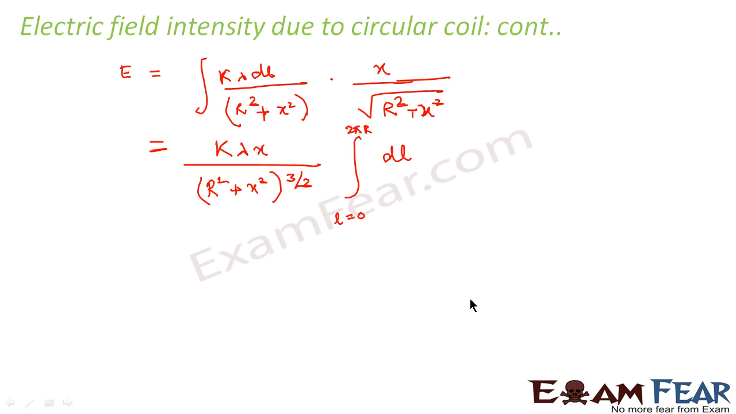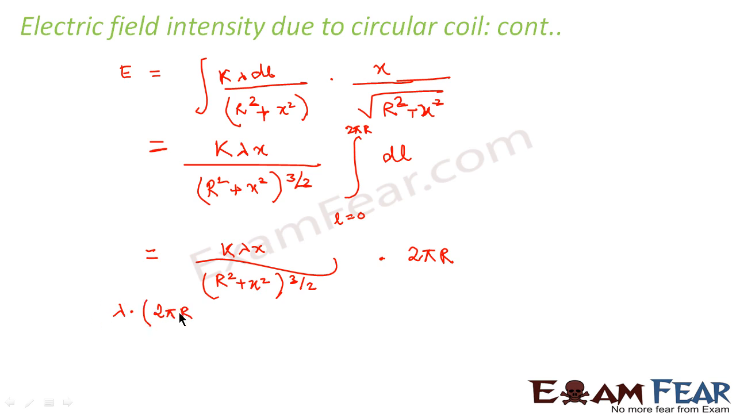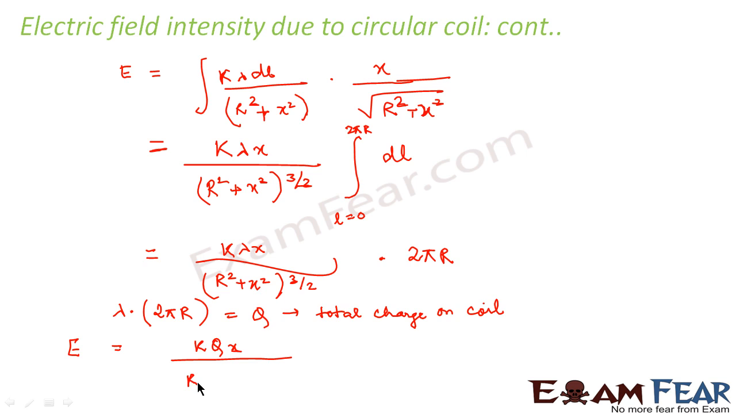What is 2 pi r? 2 pi r is the circumference of the ring. So this will be k lambda x divided by r square plus x square to the power 3 by 2 into 2 pi r. Right? So we can say that lambda into 2 pi r. What is lambda? Linear charge density into the entire circumference is equal to q. What is q? Q is the total charge on the coil. So if q is the total charge on the coil, then we can write the electric field as kqx divided by r square plus x square to the power 3 by 2.